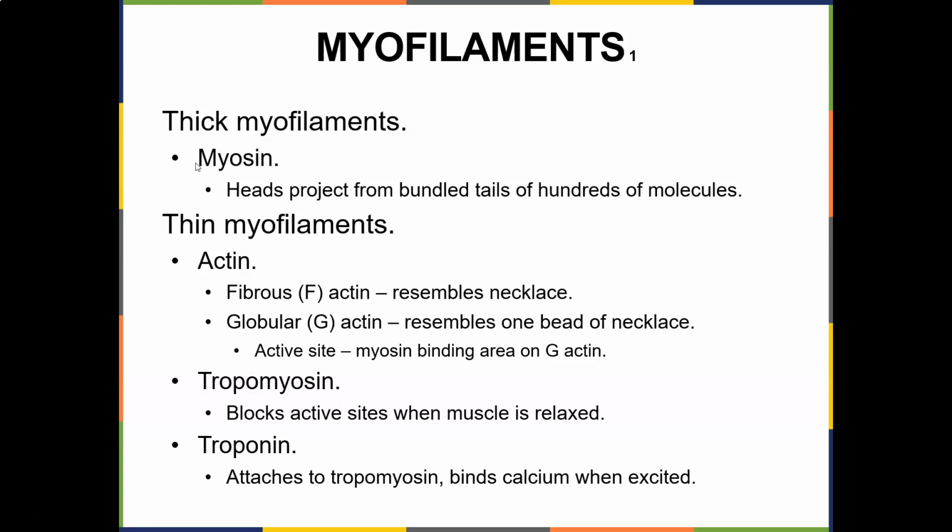So you have thick filaments called myosin. Their heads project from the bundle tails of hundreds of molecules. Then you have thin filaments called actin. So you have a fibrous actin that resembles the necklace. You have a globular actin that resembles one bead of the necklace. The active site, the myosin binding area on the G-actin. Now you have tropomyosin, which blocks active sites when the muscle is relaxed. And then you have troponin, which attaches to tropomyosin, binds calcium when excited. So both of these need to work in order to expose and cause muscle contractions.